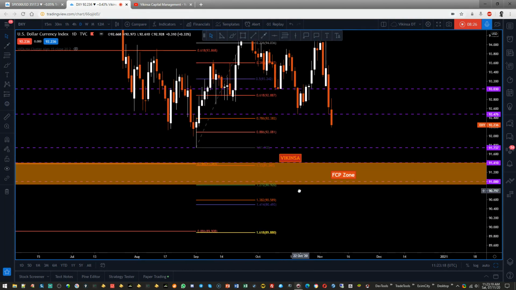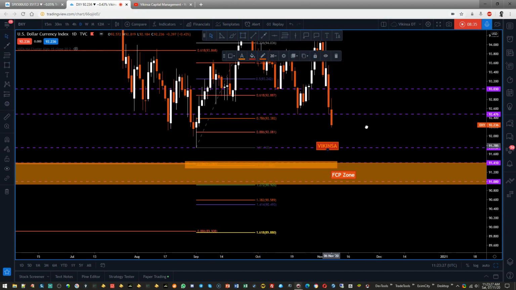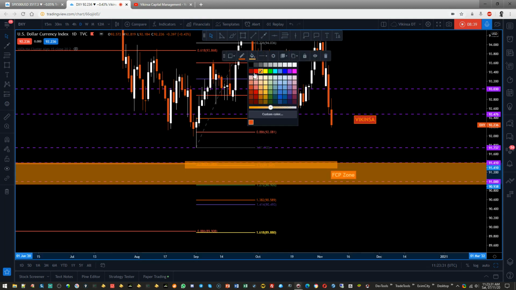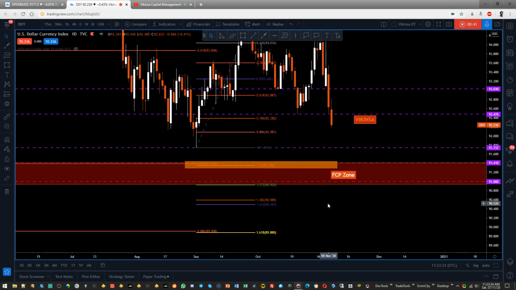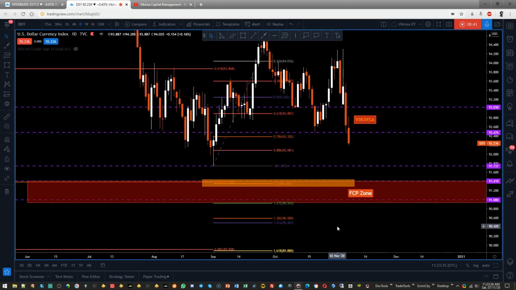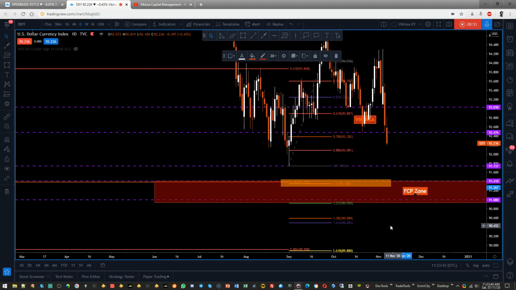There was something, pretty sure there was something. And this is the proper zone that we are looking for. So let's change the color of it. Okay, so this is the major FCP zone that we are looking for. This is the major one. This is the minor one, but this is very important. The small one is actually very, very important.